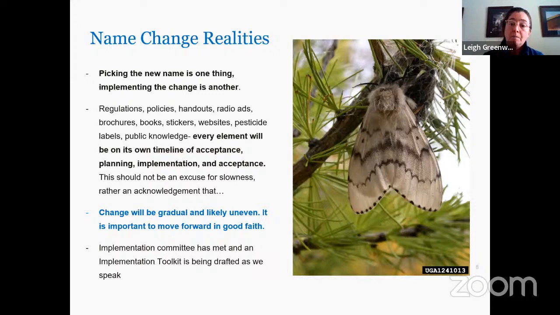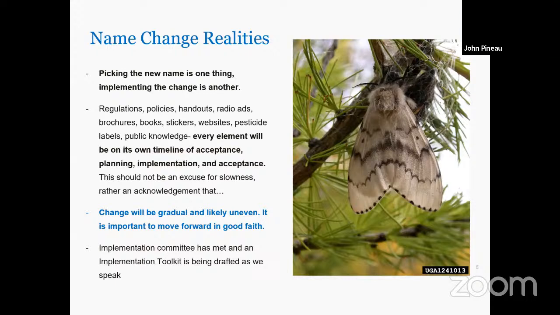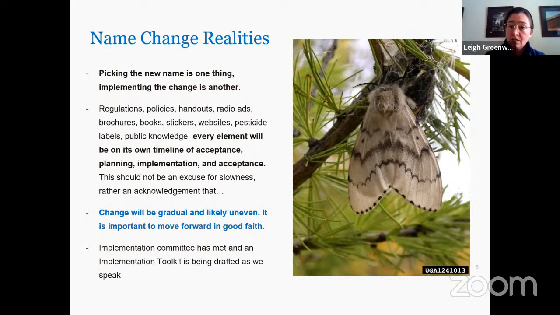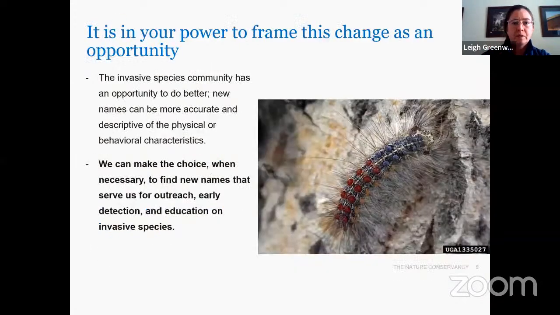The first meeting of the implementation committee was a few days ago, and they are drafting an implementation toolkit to make life easier, setting out timelines, suggested wordings, business letters in order to explain the change, that sort of thing. So it's in your power as somebody who works in the invasive species community to frame this change as an opportunity to everybody. We have a moment here where we can do better.